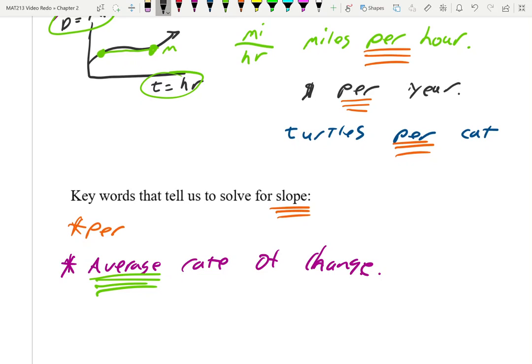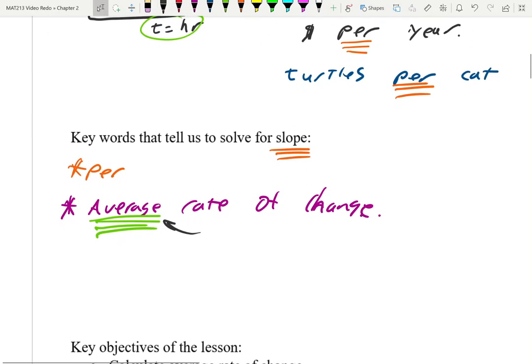Be careful, because sometimes students hear the word average and think they should add up the numbers and divide by the number of numbers, and they're done. It's not that kind of average. We're not trying to find the average bowling score. We're trying to find the average rate of change: how quickly was something changing? So be on the lookout for "per" and average rate of change.